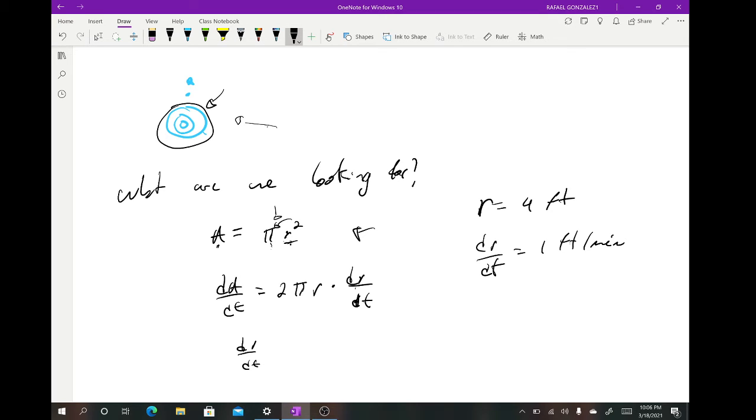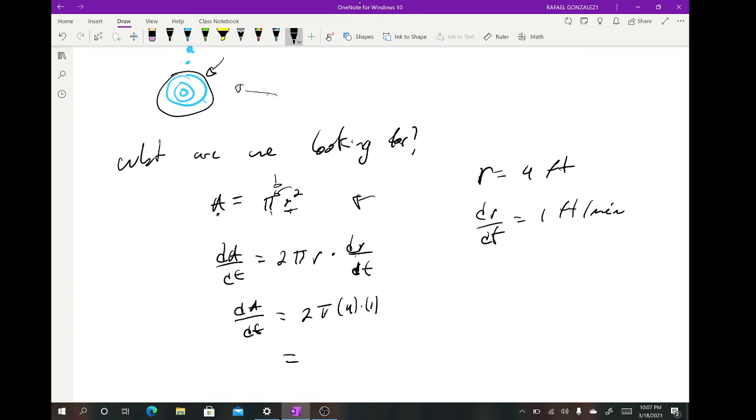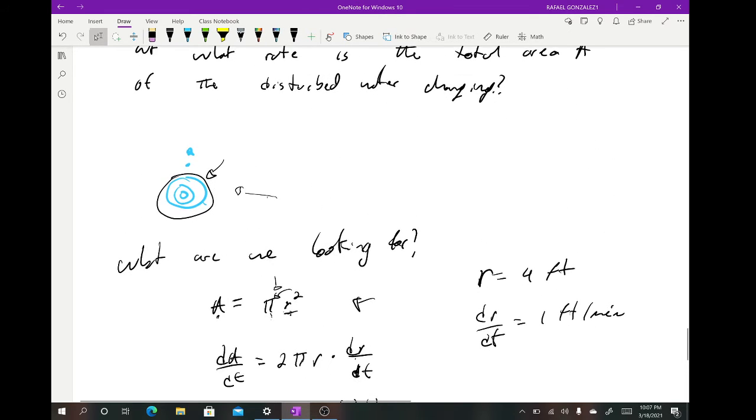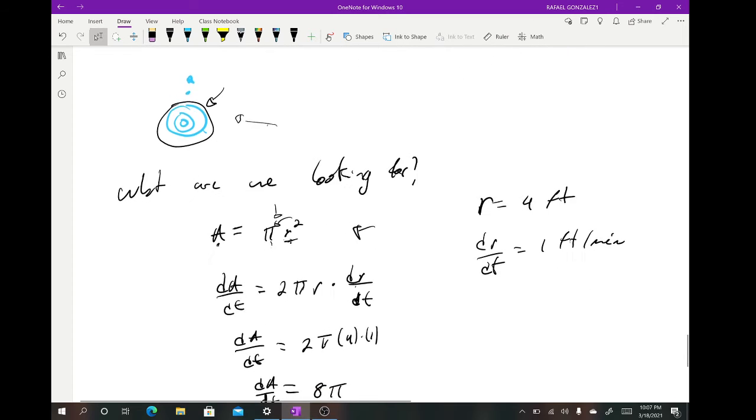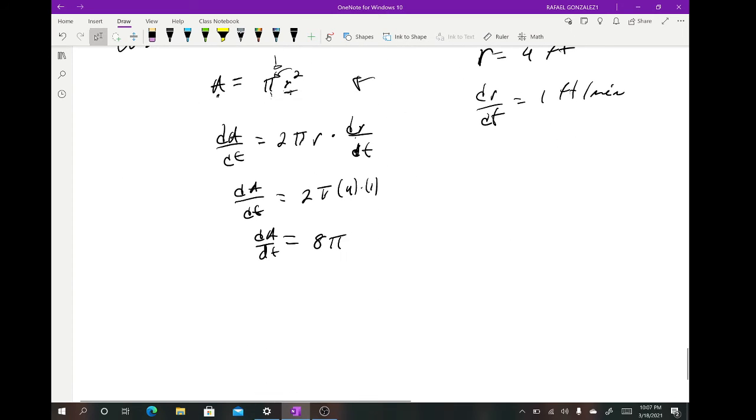dA/dt is equal to 2 pi times 4 times 1, which is simply equal to 2 times 4, which is 8 pi. So we have that when the radius is at 4 feet, the area is changing at a rate of 8 pi square feet per second.